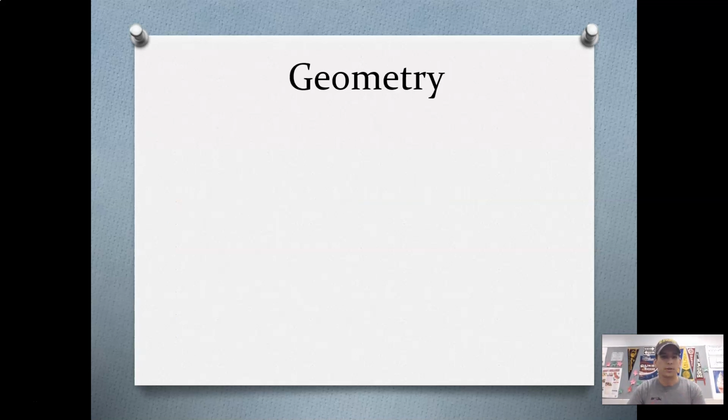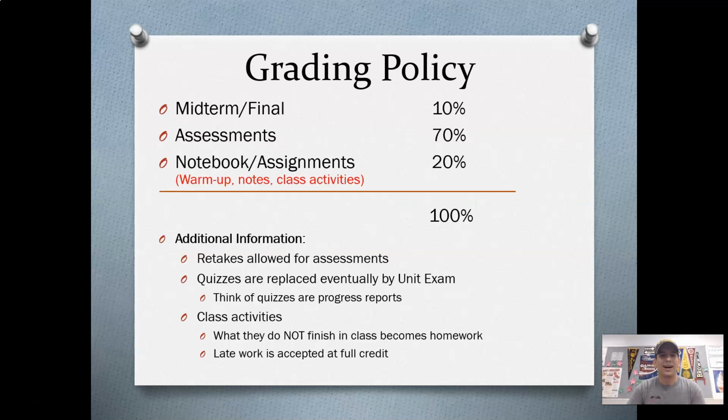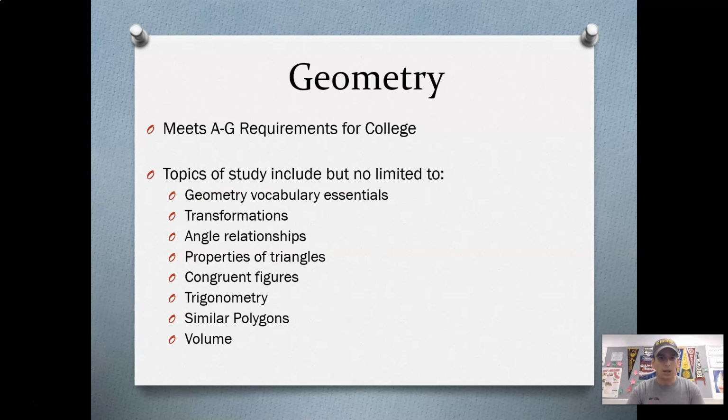Now, if I have your son or daughter for periods 2, 3, and 4, I am their Geometry teacher. Geometry is also an A through G requirement. They do need that to enter college. They do need to pass this class. It is also a high school graduation requirement. And if I have your son or daughter for Geometry, these are just some of the topics that we cover: geometry vocabulary, things like transformation, congruent figures, trigonometry, similar polygons, and volume.